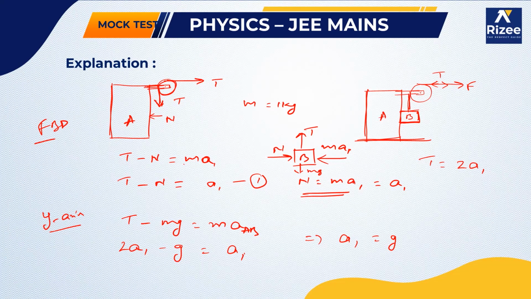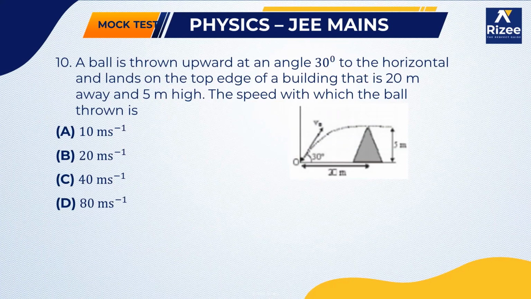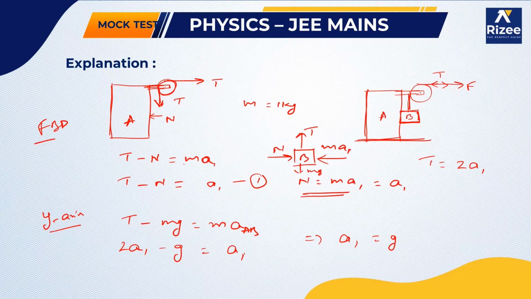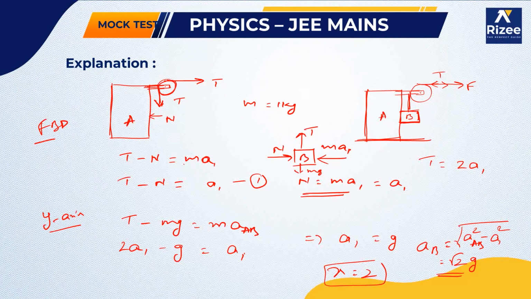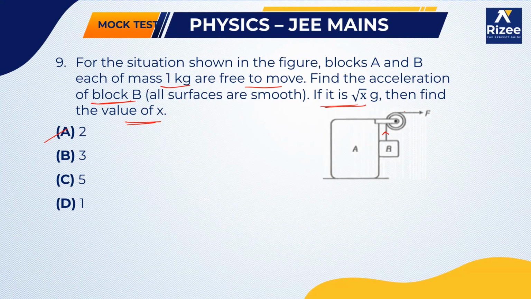So now, since we need the acceleration of B, and we have got the acceleration of A with respect to B, the acceleration of B can be written as the root of (acceleration of A with respect to B) whole square minus (acceleration of A, that is A1) whole square. That comes out to be root 2 times g. So according to your question, x is equal to 2, which means your option is going to be A.